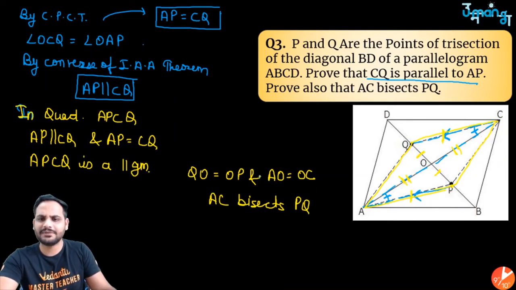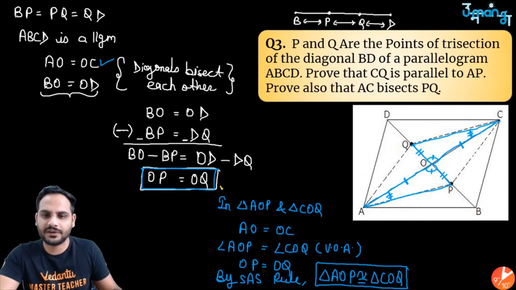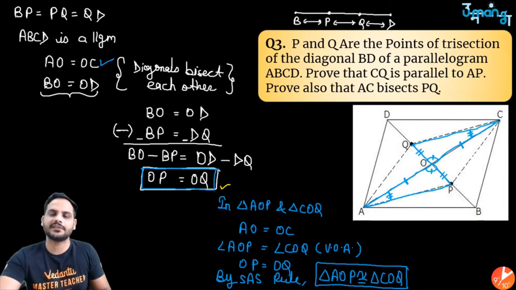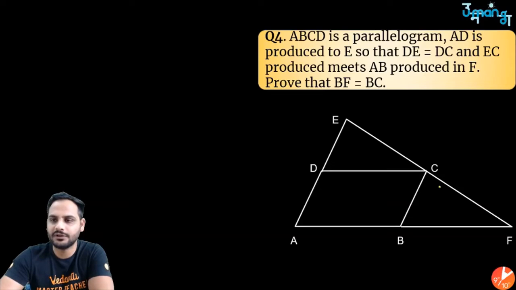अभी तो वैसे डायरेक्टली भी अपने को पता है ना भाई, यहाँ पे भी लिख सकते हैं डायरेक्ट, ऐसा लिखने की जरूरत नहीं, यहाँ पे मिल गया OP is equal to OQ and AO is equal to OC, तो डायरेक्टली मिल गया that the diagonals bisect each other. ठीक है बेटा. So this is how this question will be solved.